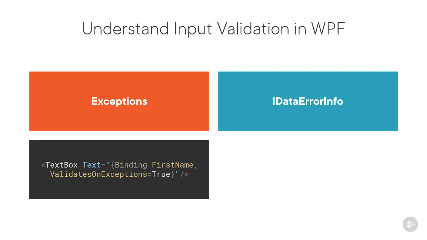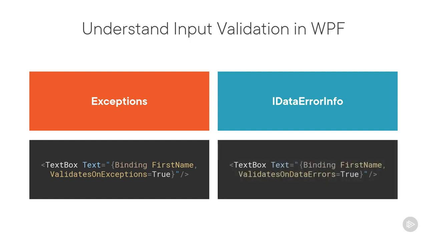The next approach is to implement the IDataErrorInfo interface on the CustomerItemViewModel. When you use this interface, you have to set the ValidatesOnDataErrors property on the data binding to true.